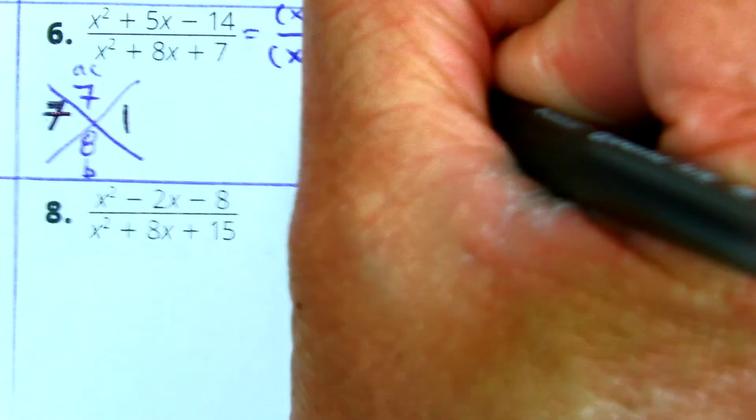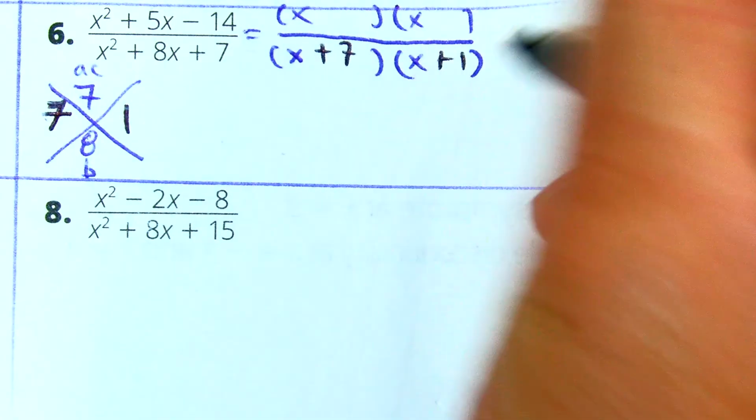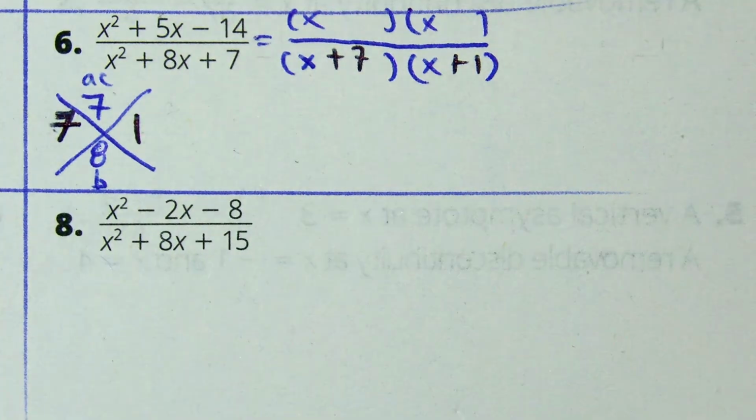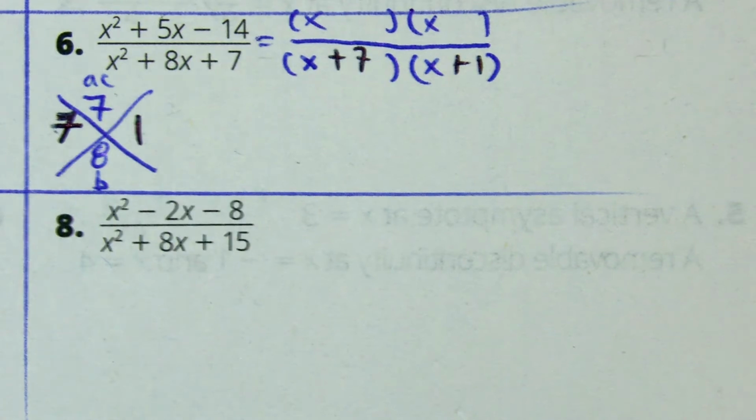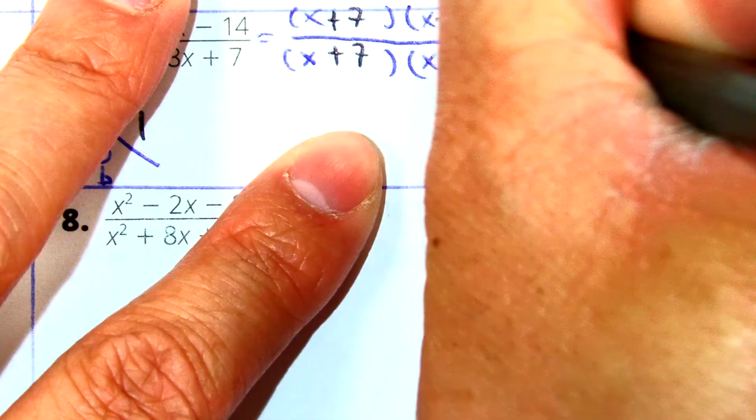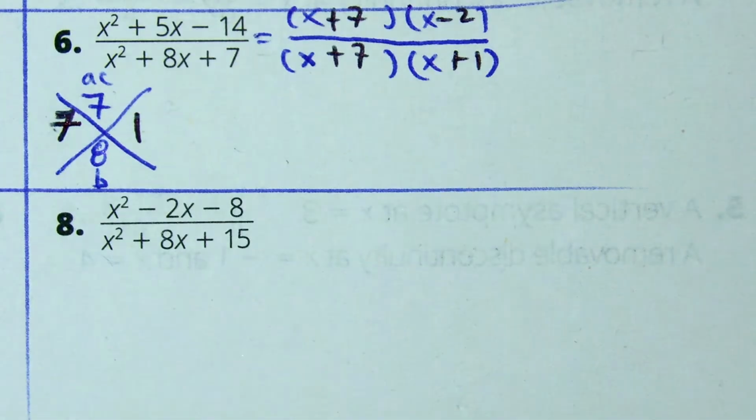Raise your hand if you got 7 and 1. Good job. Jonathan? Top? X plus 7 and X minus 2. Raise your hand if you got that. Good job. Partner A, tell partner B, what's step number 2? Just read it off. Ready, set, go.